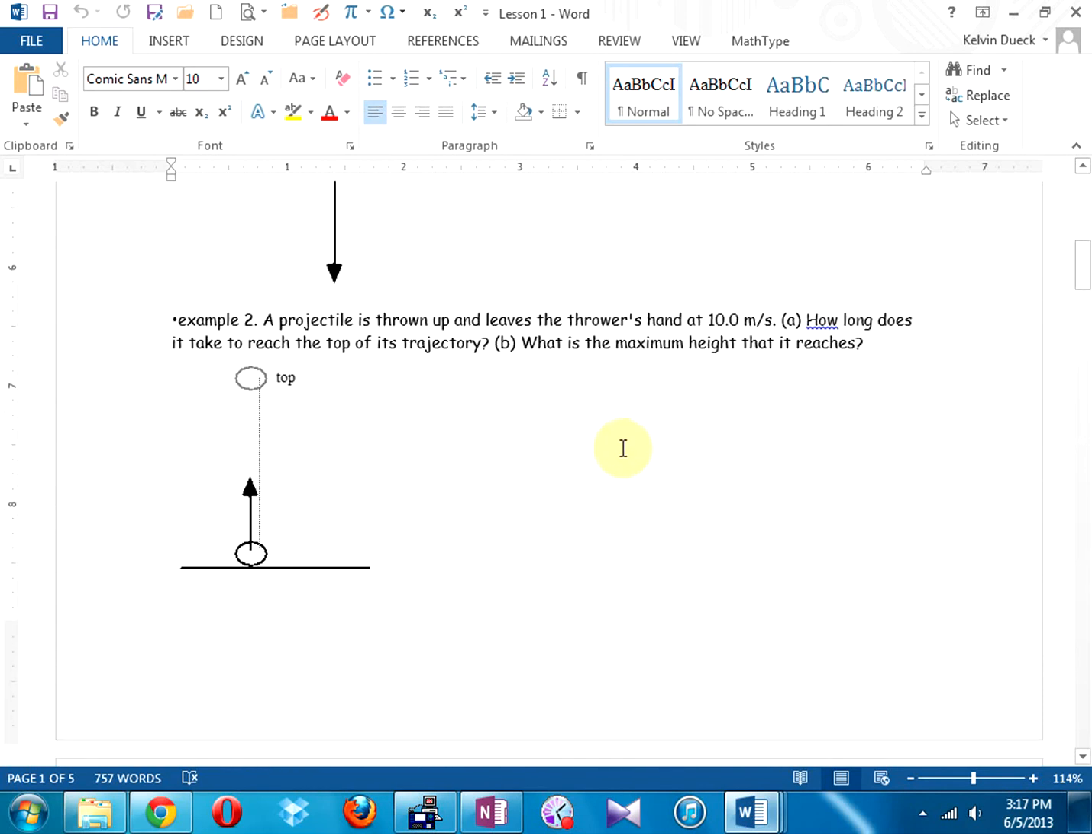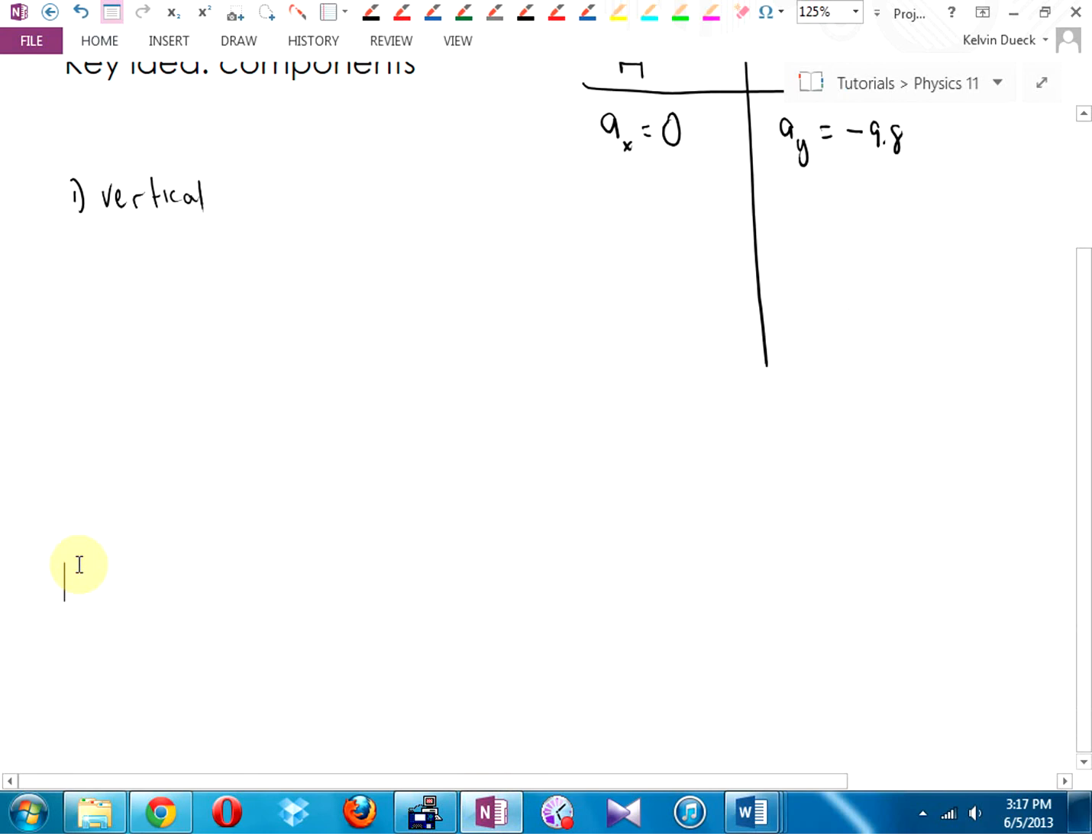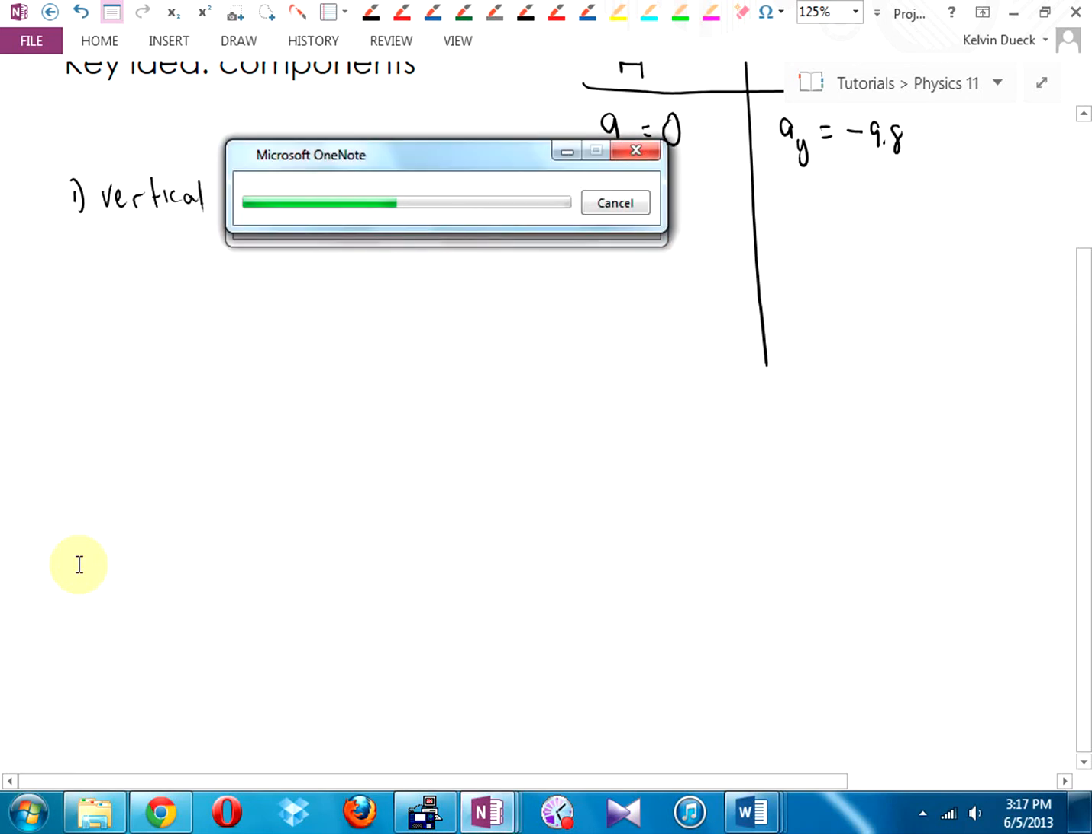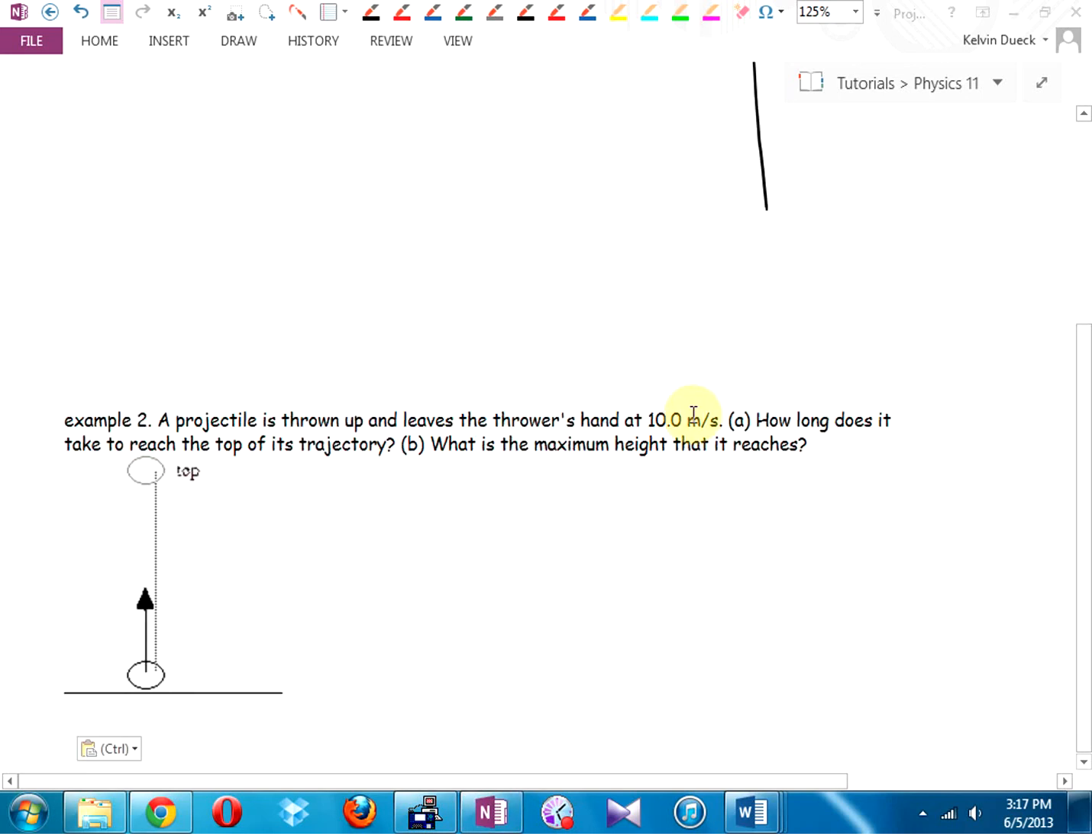something like example 2. I'll pick this question here, except let's change it to 18 meters per second. And it says, how long does it take to reach the top, and what's the maximum height? Both totally fair questions, and kind of nerdily interesting ones.